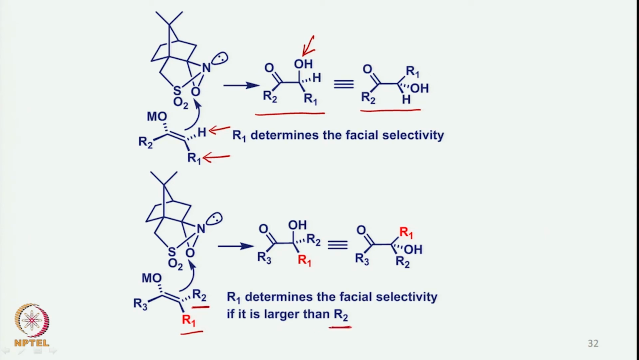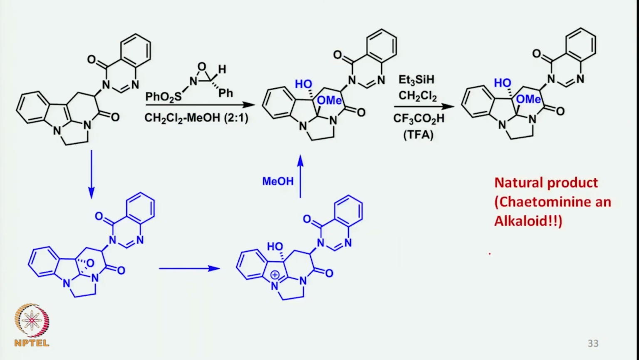is smaller, that means R1 is large, then the R1 group will come towards us, and between the two the smaller R2 group will go on the back side, and accordingly the hydroxy group will come from the top when the smaller group is on the back side, and we get the chiral molecule having a configuration of this kind as the major product. So you have a major product. So we have seen now two types of things, where we have one achiral oxaziridine, the other is a chiral oxaziridine.